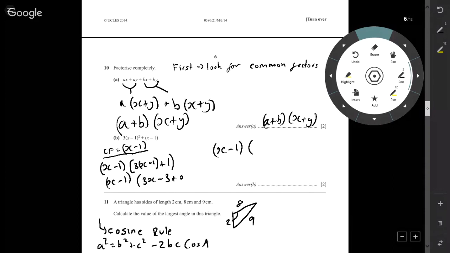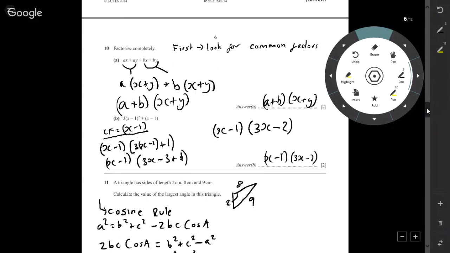So then we're going to expand this. So that still becomes 3x minus 3 plus 1. And then again, we take this one step further. This last bracket simplifies to 3x minus 2. And that is your answer. X minus 1, 3x minus 2.